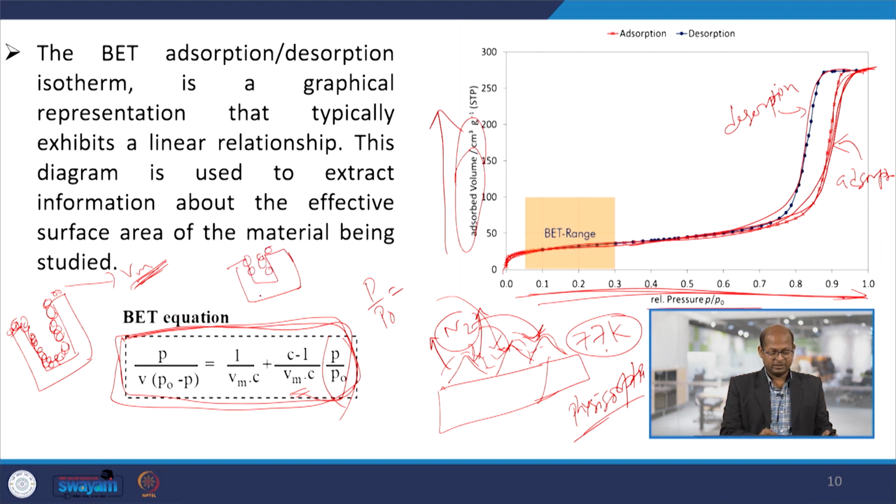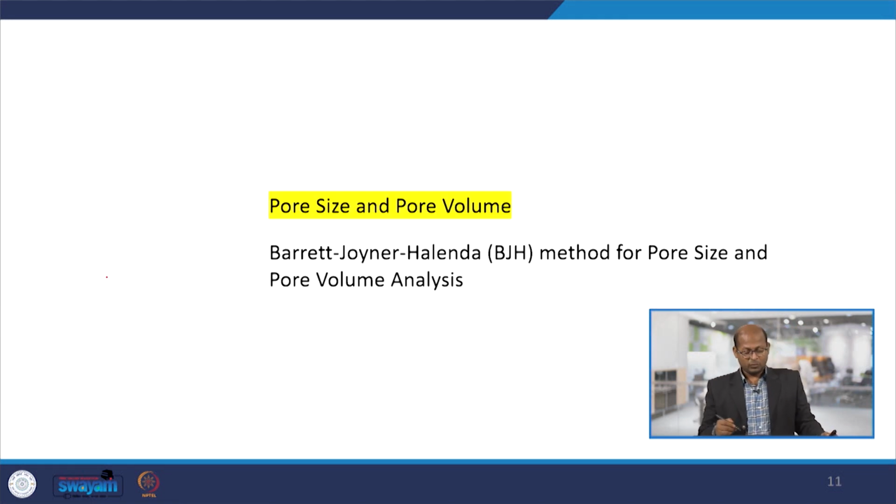Adsorption may be like this: this is complete, but this is not complete. These are the empty spaces where the nitrogen molecules do not get adsorbed. So this is not a monolayer, and this is where monolayer formation is there.